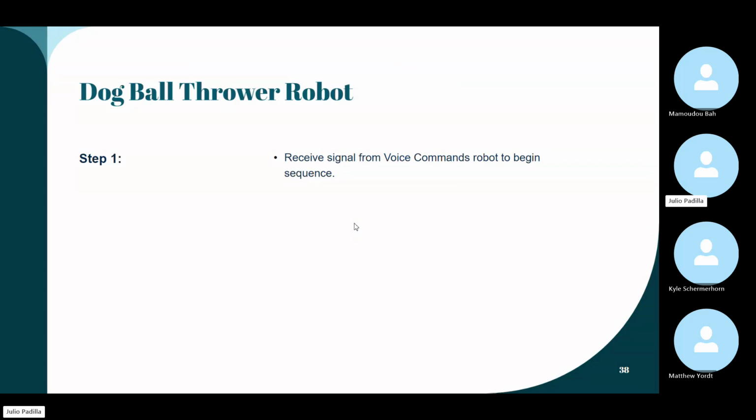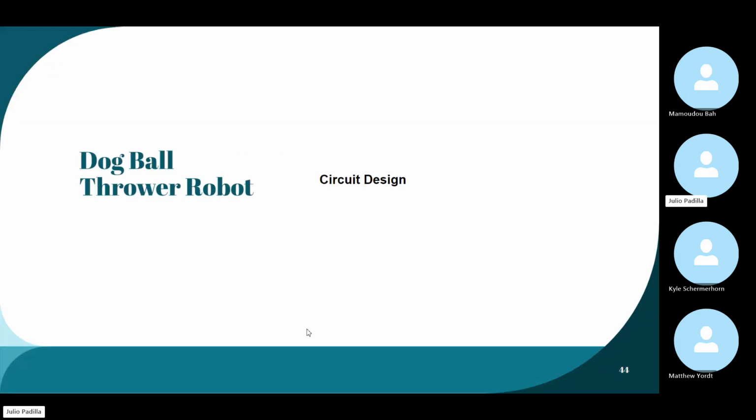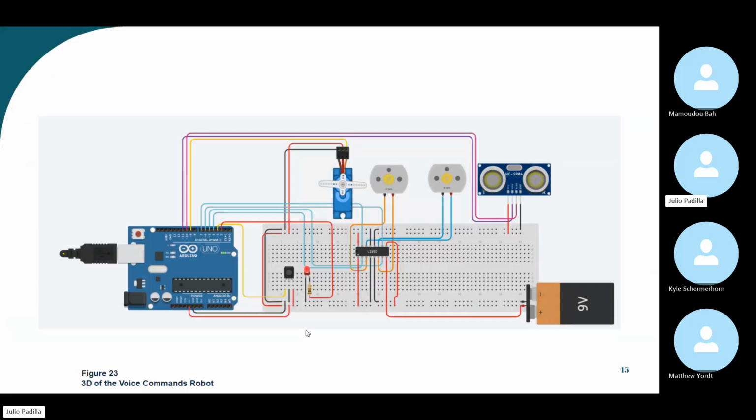Step one is to receive the signal from the voice command robot to begin the sequence. It'll activate the red LED to tell the dog that it's time to play. The ultrasonic sensor will detect the ball. From there, the Arduino system will turn on the DC motors in opposite directions. And then it'll turn on the servo motor to rotate 90 degrees to release the ball. It'll continue for 5 minutes, and then move on to the next robot.